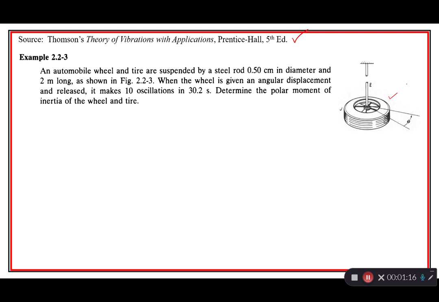Just from observation, without doing an FBD, we know this is going to have an equation of motion with a natural frequency that looks like the square root of K over J. This is a simple setup. It's only going to be true for small angles of displacement, but that's what we expect. We can also say that K is equal to pi d to the fourth G over 32L. We established that in the previous video for a round shaft.